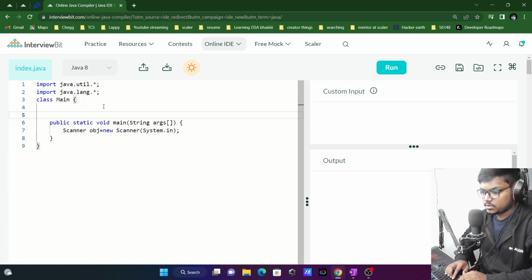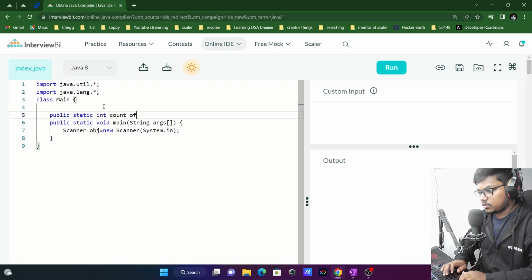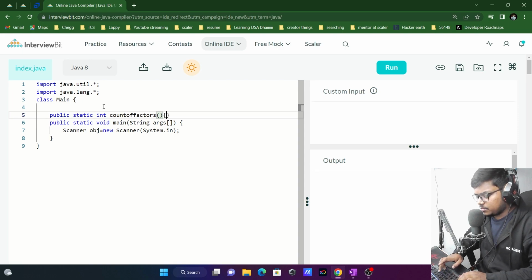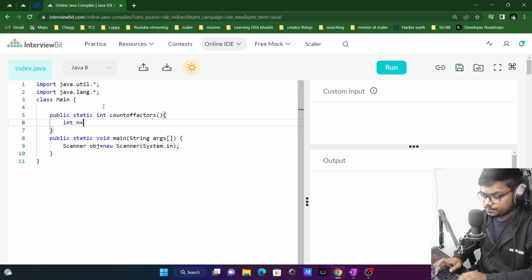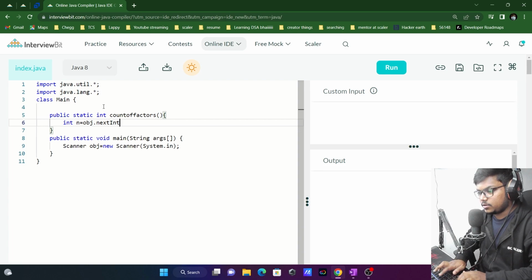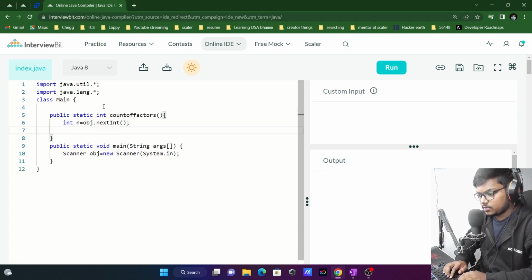So now I will create a function, static int count of factors, where I'm not passing anything. I'm taking the variable input here only. So int n equals obj dot nextInt. Now as I said, we have to take a count variable, count equals 0.